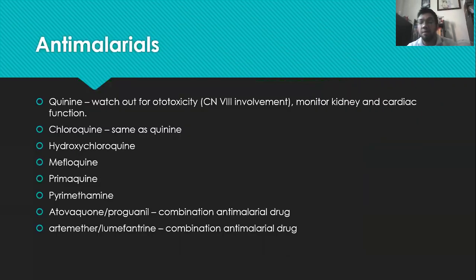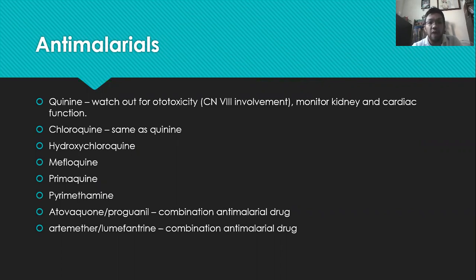Now we have the antimalarials. Quinine. For quinine, we need to watch out for ototoxicity. So tinnitus can occur since there's cranial nerve number 8 involvement, which is the vestibulocochlear nerve. Monitor the patient's kidney and cardiac functions as well. Chloroquine, same as quinine, you need to watch out for ototoxicity.